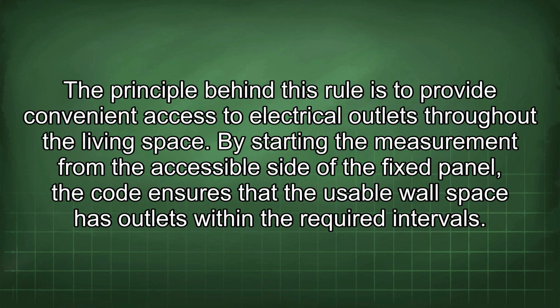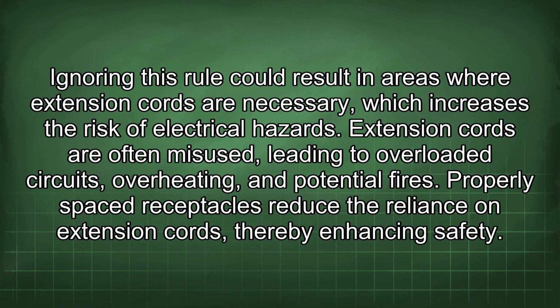The principle behind this rule is to provide convenient access to electrical outlets throughout a living space. By starting the measurement from the accessible side of the fixed panel, the code ensures that the usable wall space has outlets within the required intervals. Ignoring this rule could result in areas where extension cords are necessary, which increases the risk of electrical hazards. Extension cords are often misused, leading to overloaded circuits, overheating, and potential fires. Properly spaced receptacles reduce the reliance on extension cords, thereby enhancing safety.